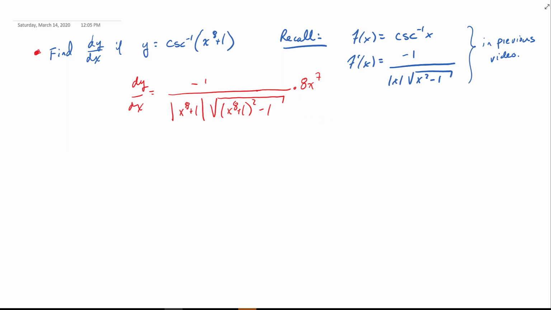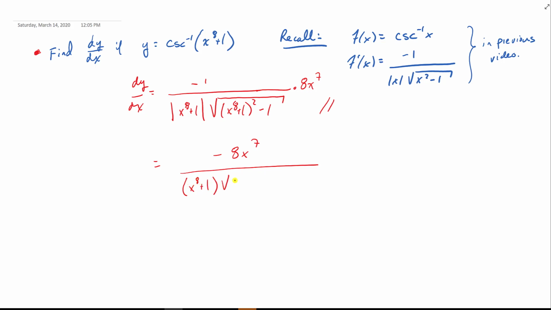So folks, if you have a question like this, I would encourage you to try this answer in MyMathLab. I think it will accept it. If it doesn't, let's do some cleaning up. First, we could rewrite this as -8x to the 7th all over, and because this expression is always positive, notice x to the 8th will always be 0 or a positive number, and when I add 1 to it, it guarantees that the argument inside the absolute value is always positive. So we're just left with x to the 8th plus 1.